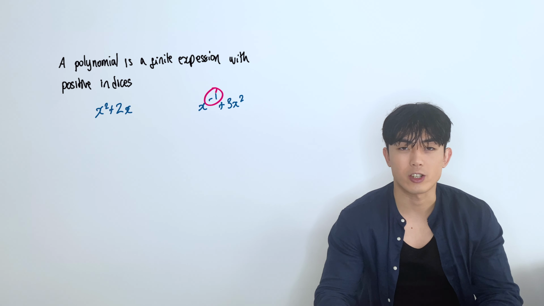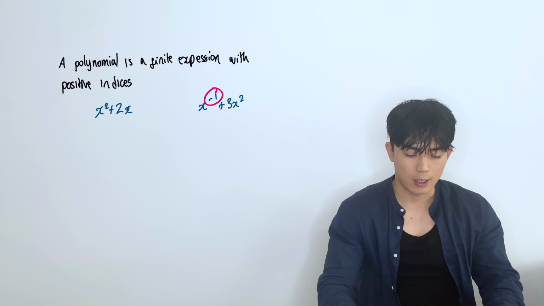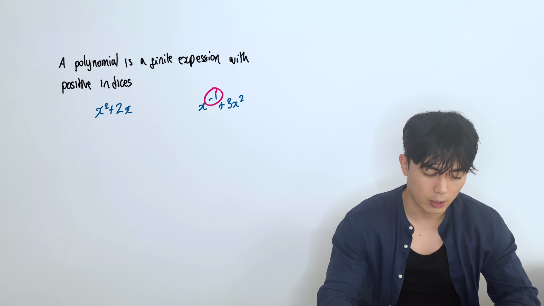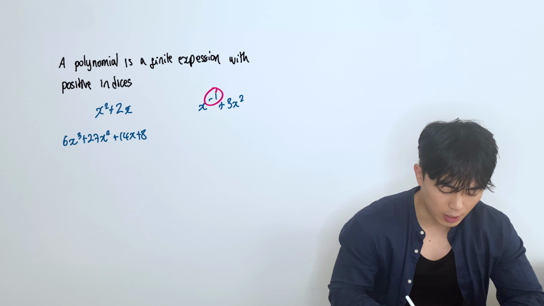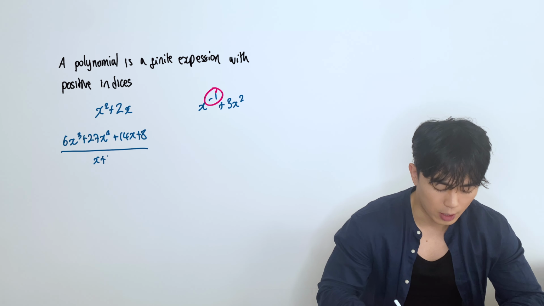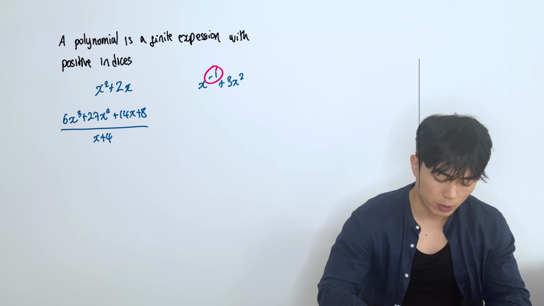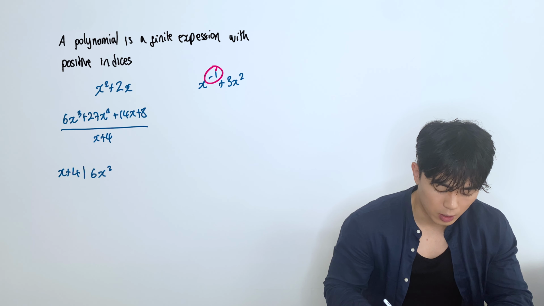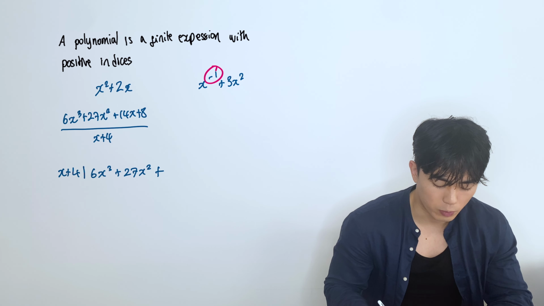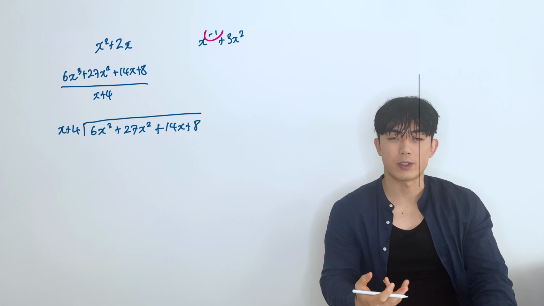And this method is called algebraic division, and it's just a series of steps which you keep repeating until you finish dividing. So let's look at an example. Let's say we want to divide 6x cubed plus 27x squared plus 14x plus 8 by x plus 4. This is a polynomial and I'm going to divide it by a linear expression. We can set it up by writing x plus 4 like this, in the long division form, which you might have learned when you were younger. As I said, it's a series of steps which we're going to keep repeating.